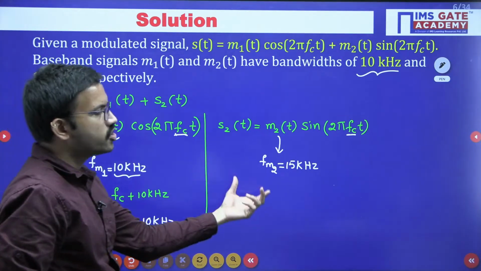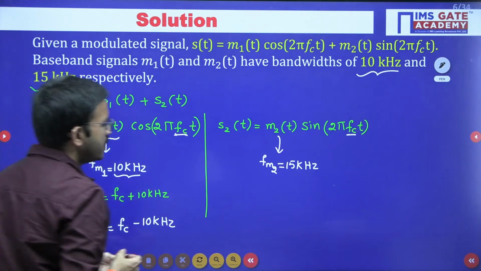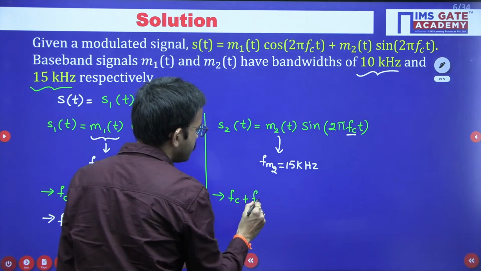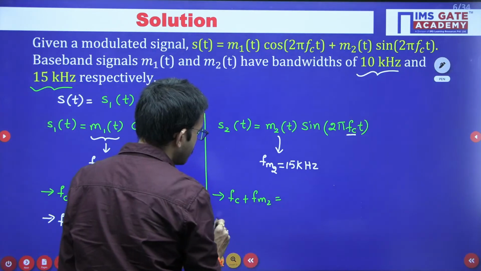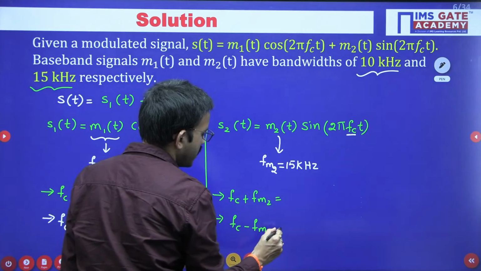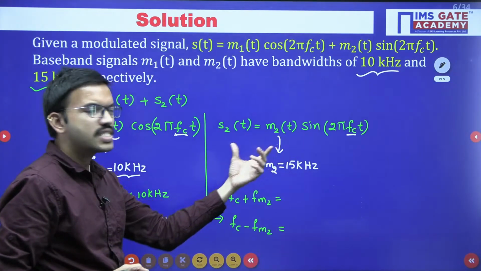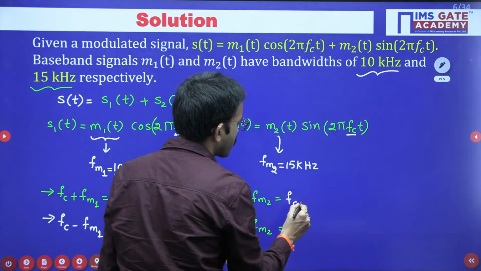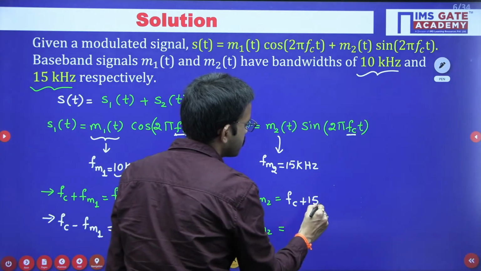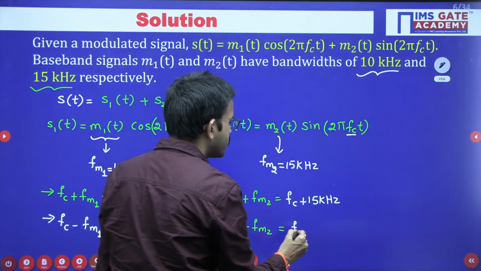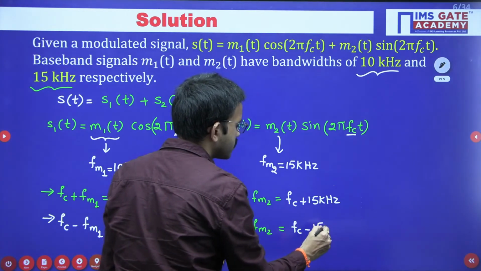Similarly, here also you will get similar frequencies: fc plus fm2, and the other one is fc minus fm2. Addition of the two frequencies and subtraction of the two frequencies. Here fc plus 15 kHz, and the other one is fc minus 15 kHz.